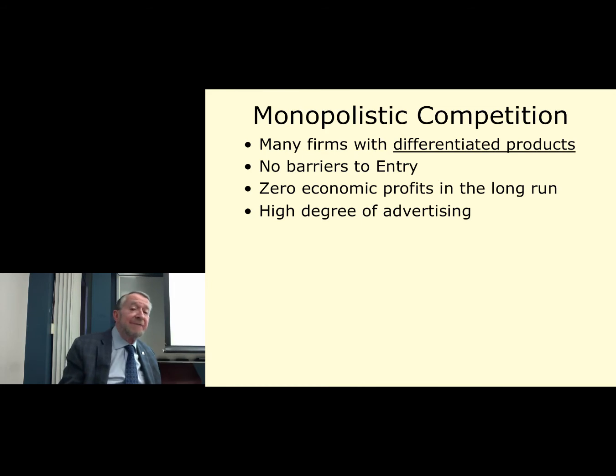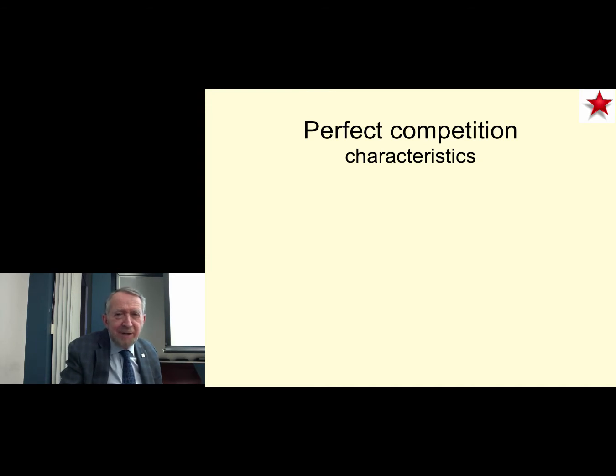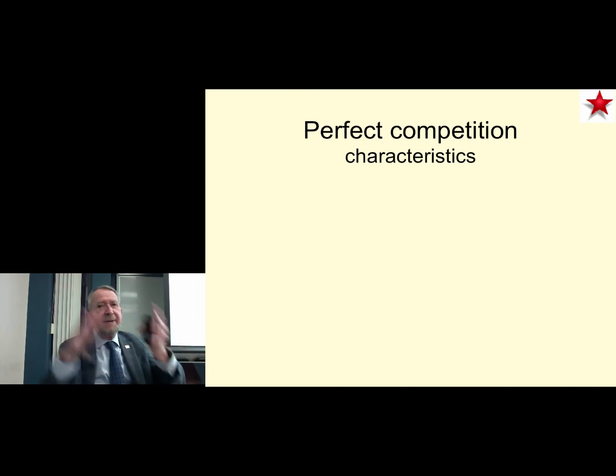You also see a lot of stuff going on sale at the retail level. So you'll see coupons for Bounty paper towels or whatever they may be. Examples, as we said, laundry detergents. There's many, many brands to choose from. Now, these K-cups of coffee, there's a whole rack of different ones that you can buy. So that's monopolistic competition. Soft drinks, obviously, lots of different ones. Wine and craft beer, which my son has introduced me to. Good. Monopoly, oligopoly, monopolistic competition.